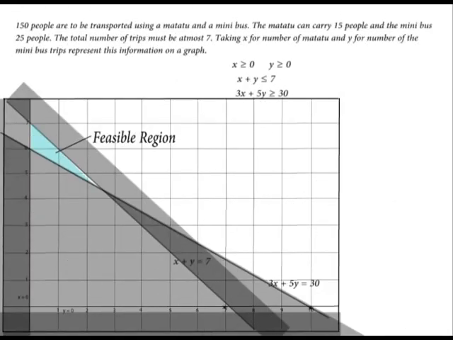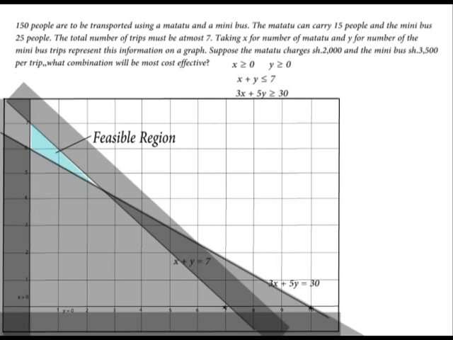Let's form an objective function for the transport question. Now, suppose the matatu is paid 2,000 shillings per trip and the minibus 3,500 shillings per trip. Which combination will be most cost effective? In other words, we find the minimum point.